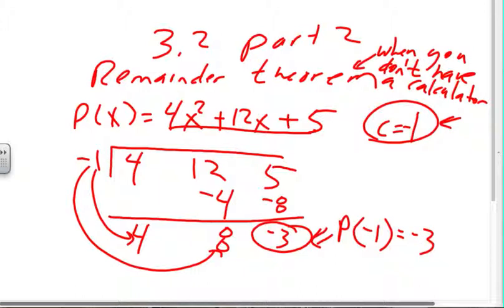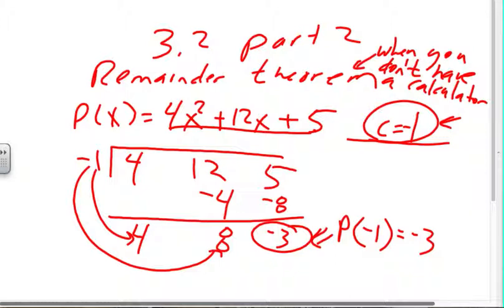Now, the remainder happens to be the value of the function at -1, which is -3. And this is a nice slick trick to use, especially if the value may be kind of hard to plug in and find, and you do not have a calculator. So that's the remainder theorem. And again, you're using synthetic division.